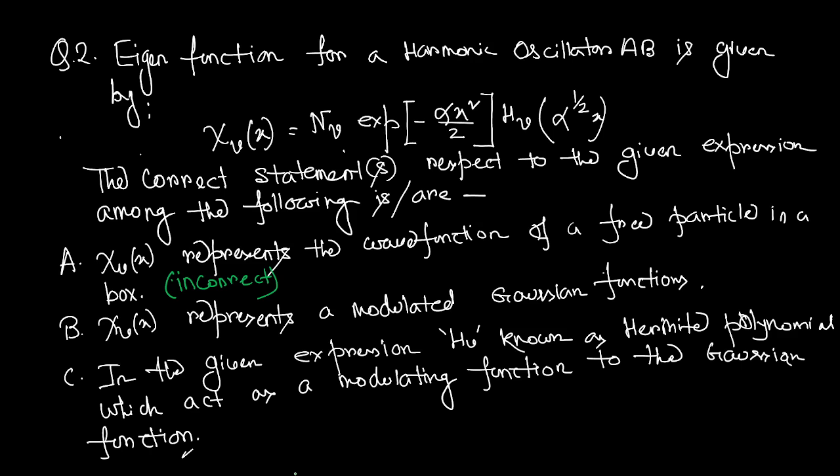So option B, which says a modulated Gaussian wave function, is a correct one. This factor is the modulator, and this is the Gaussian. In the given wave function, H v is known as the Hermite polynomial, which acts as a modulator, as I showed here, which is correct.